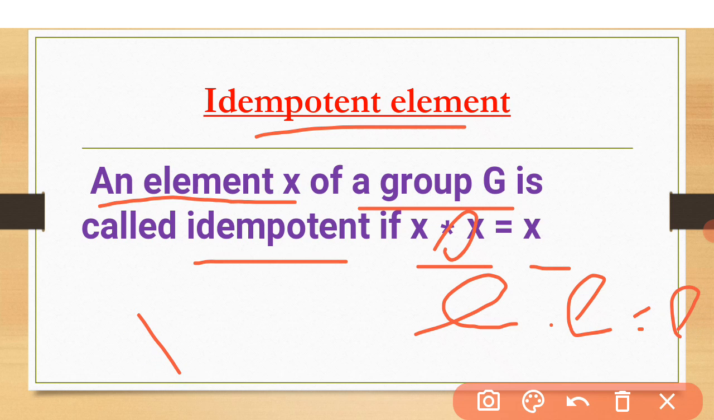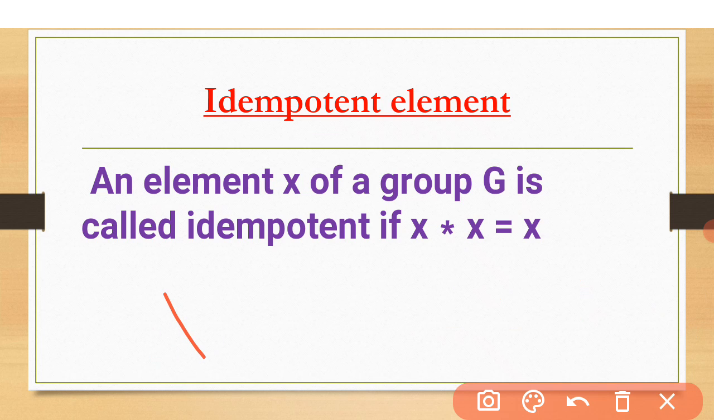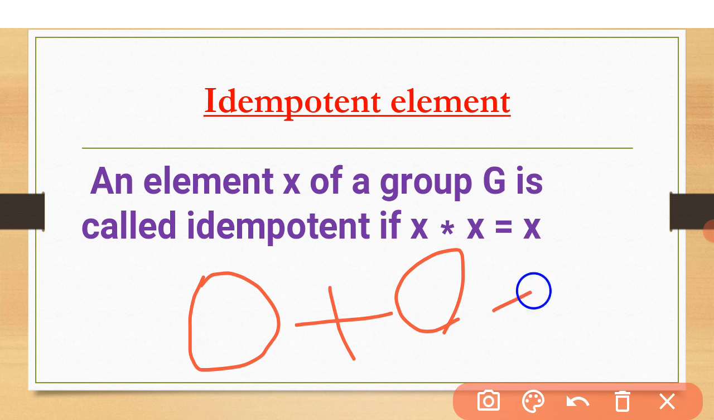Multiplicative identity is 1. When we multiply 1 by 1, it gives us 1. Like that, additive identity is 0. When we add 0 plus 0, we get 0. So, when the operator is addition, we can talk about the additive identity, and when the operator is multiplication, we may say that it is the multiplicative identity. 1 multiplied by 1 is equal to 1.